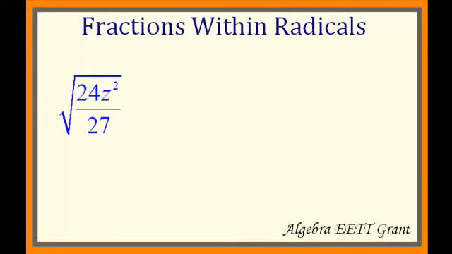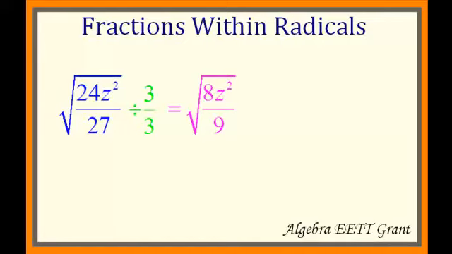Now let's look at one of these radicals that is a fraction. So we have the square root of 24z squared divided by 27. Now I've got to simplify this any way I can, and the first thing I notice is 24 and 27, they're both divisible by 3. So I'm going to do that and simplify it. So 24 divided by 3, well, that's 8z squared, and 27 divided by 3, well, that's 9.